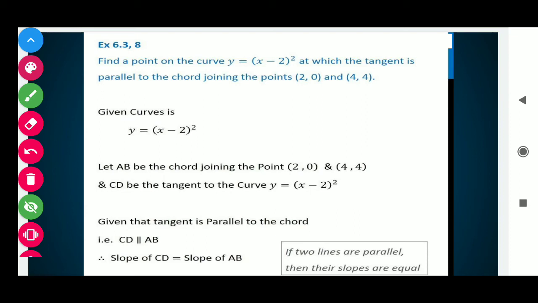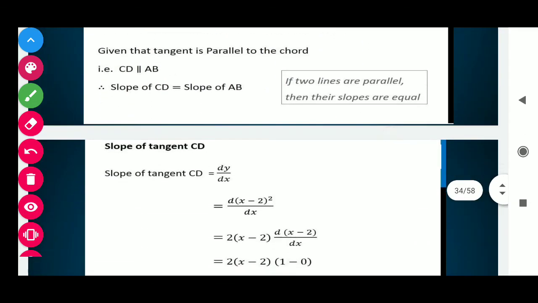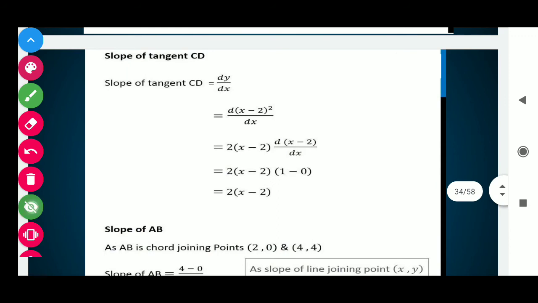The given curve is y equals (x minus 2) whole squared, and let AB be the chord joining the points (2, 0) and (4, 4). So students, in this way, first we need to find the slope. For that, take the derivative. We get 2 times (x minus 2), and the derivative of x minus 2 is 1. So students, in this way we have the slope of the tangent: 2 into (x minus 2).